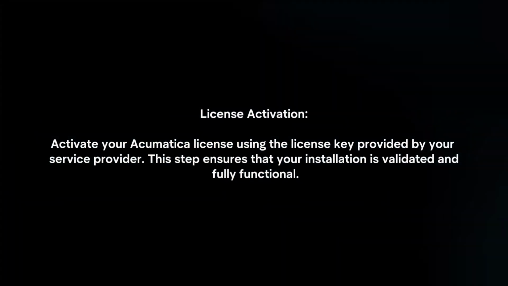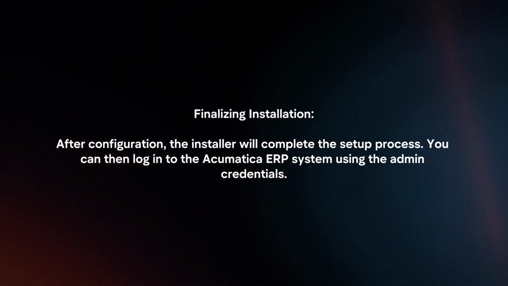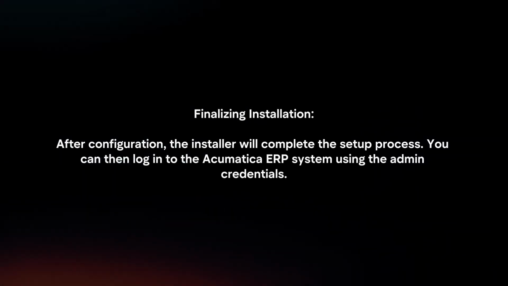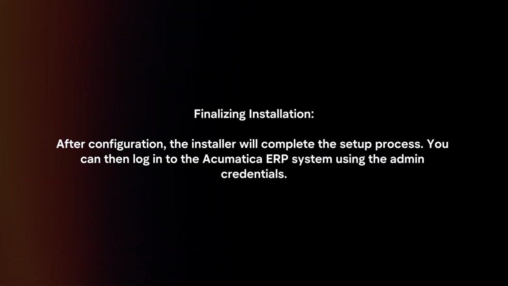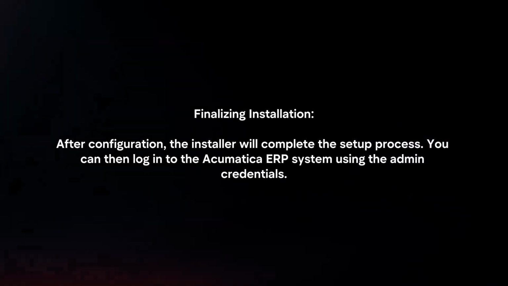License activation. Activate your Acumatica license using the license key provided by your service provider. This step ensures that your installation is validated and fully functional. Finalizing installation. After configuration, the installer will complete the setup process. You can then log into the Acumatica ERP system using the admin credentials.